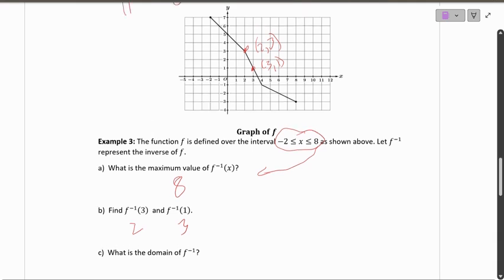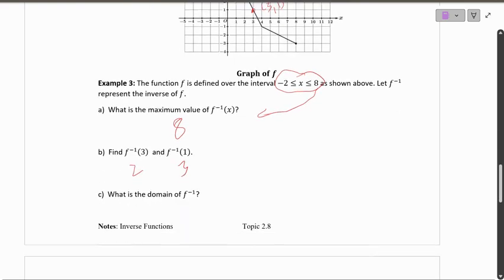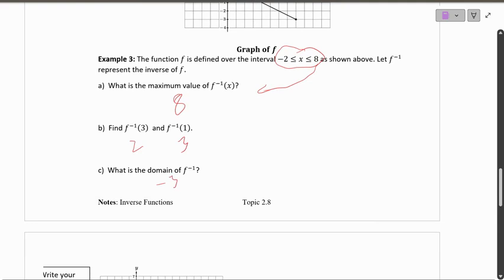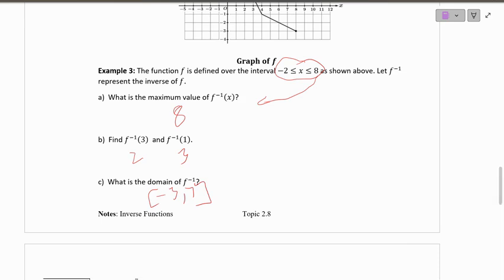And then the domain of our inverse, remember, is the range of our original function, which is from -3 to 7 inclusive. So you can have it this way, or you could write it in the inequality, same idea. But yeah, you just use your original function to help you.